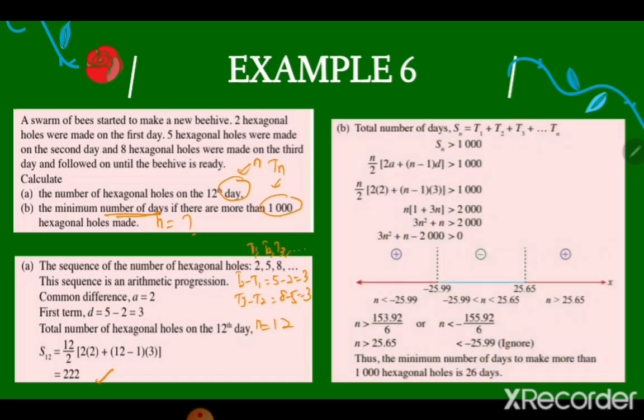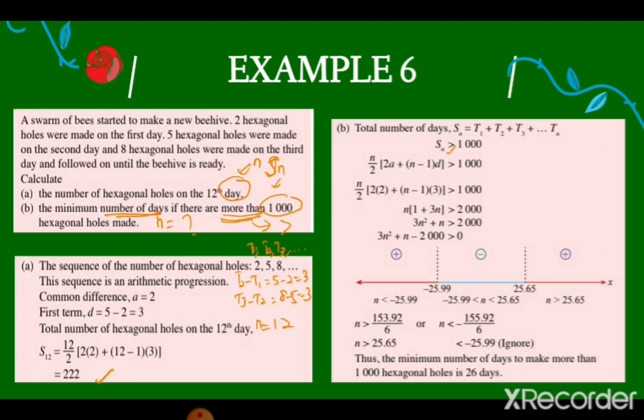Okay. Sn, because it is the cumulative. So the total number of days is Sn, in which T1 plus T2 plus T3 until Tn. So if our Sn needs to be more than, it must be greater. So this is why here it is greater. So Sn must be greater than 1,000.